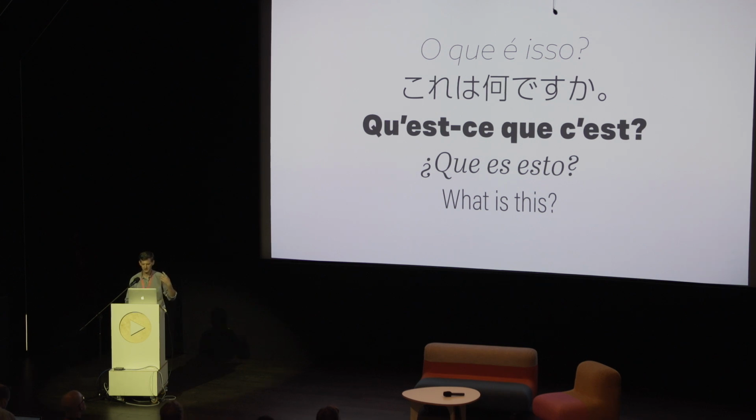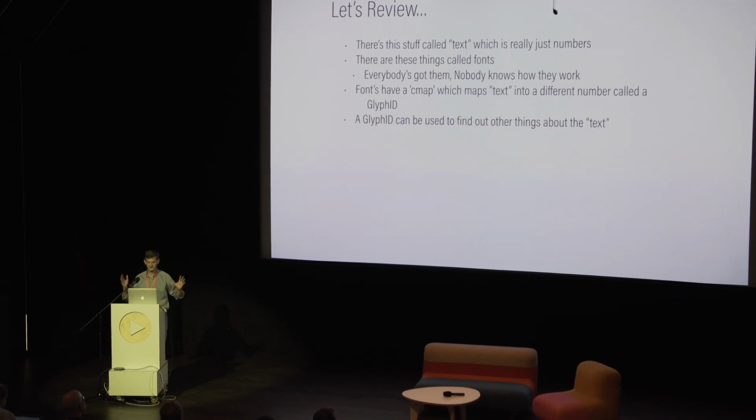So when we look at this in review, there's this stuff called text, which is really just numbers. And then we have fonts. And really, no one knows how they work. At least I didn't know how they worked, because within a font, there's really just more numbers, and they're all glyph IDs. And these glyph IDs are what we use to render text.